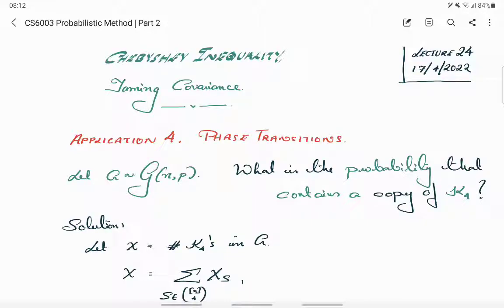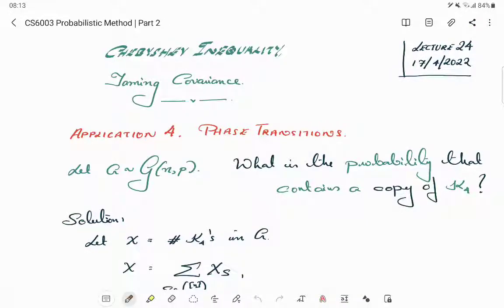Okay, so this is the setting. We sample a graph G according to G(n,p). Remember that G(n,p) is a probability distribution where you construct an n-vertex graph by independently picking each of the possible n choose 2 edges with probability p. We have seen this many times before. And what is the question we are interested in? We are asking the probability that G contains a copy of K4.